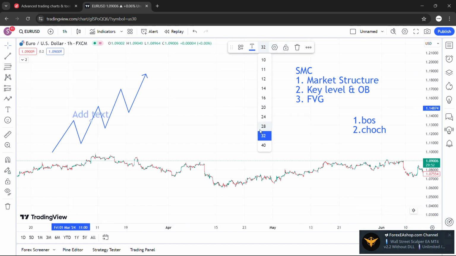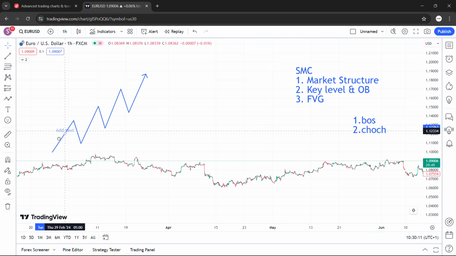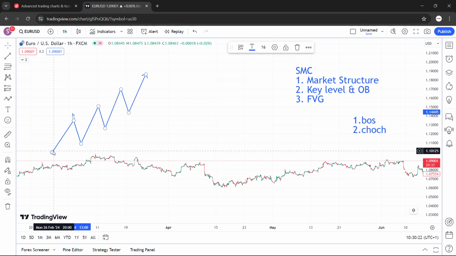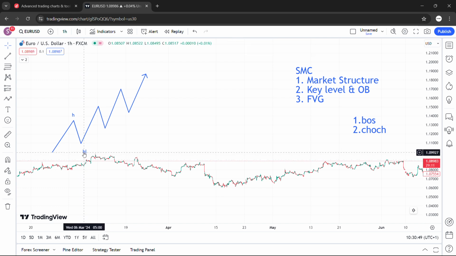Let me write some things. Let me reduce the font so that you see what I'm talking about. As you can see, from this very beginning to this point is what we call a high. Let's say this is the first high. Let's write H as the first high. Then as you can see, it went down and created what we call a higher low. It is a higher low because the low is not lower than the beginning. Even though it went down as a low, it's still higher than this place. That is why we call it a higher low. So let's put it here and write HL as higher low.